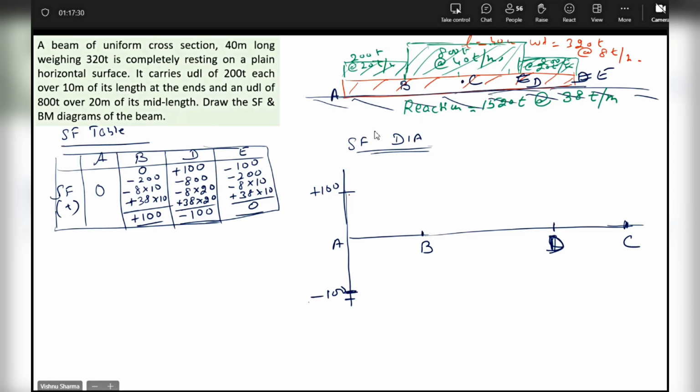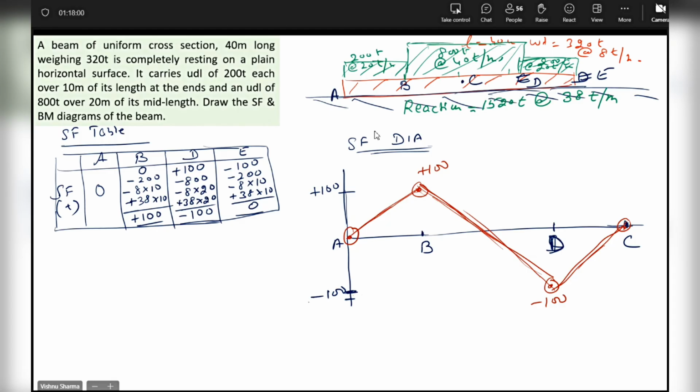So that means I start with this here. At B, I get plus 100. I join with a straight line. At D, I get minus 100. I join with a straight line. At C, I have 0. I join with a straight line. Do you agree this will be the shear force diagram, guys?